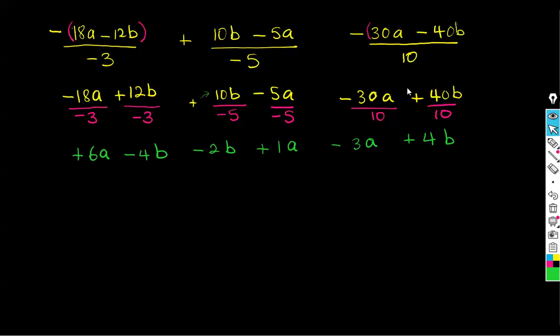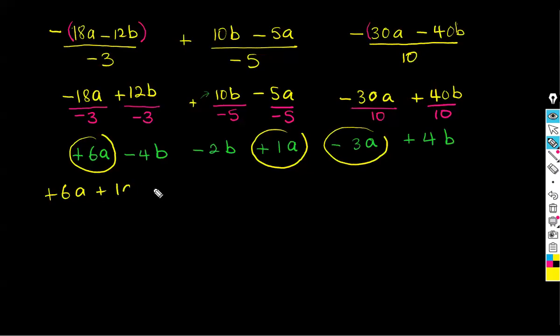So all you have to do now is group all the a's together and all the b's. Look, all the a's here. 6a. I hope I make no more mistakes. Again, a little bit sleepy, but okay. So positive 6a, positive 1a, minus 3a, minus 4b, minus 2b, plus 4b.